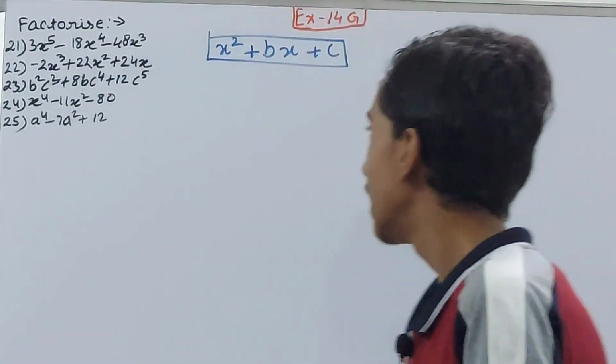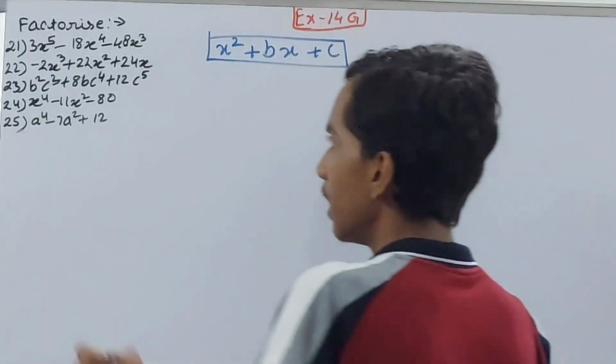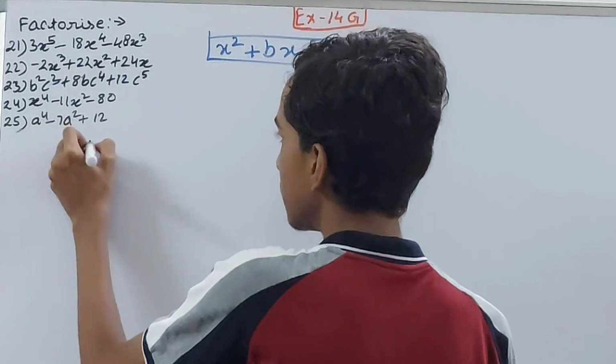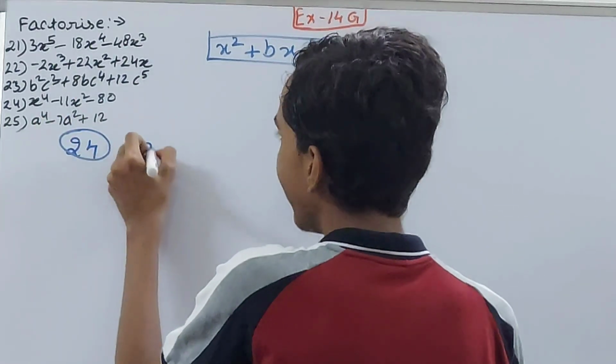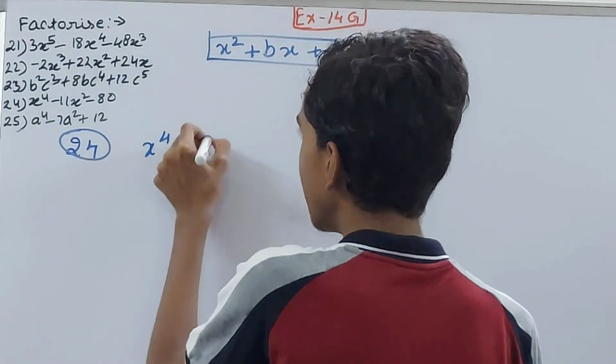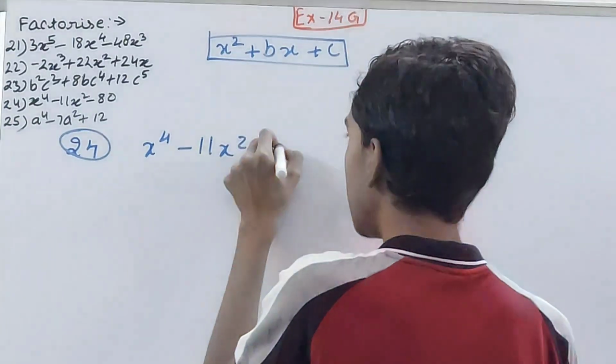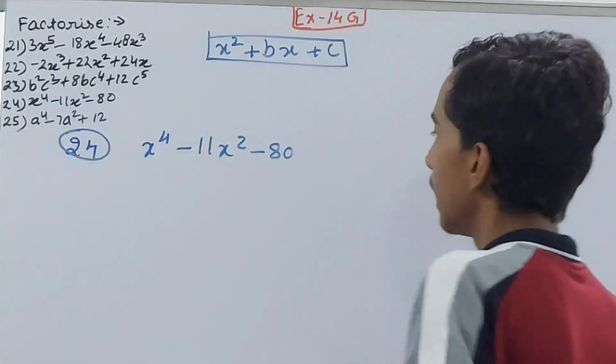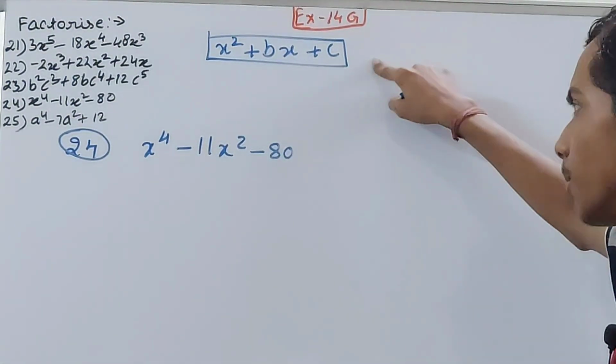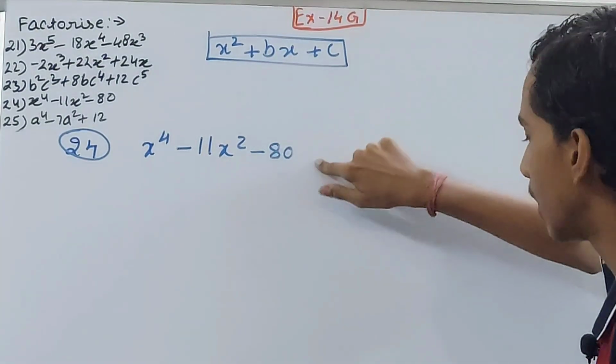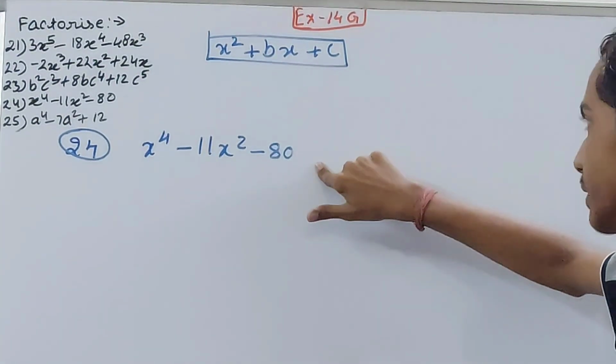Now see here, in the next question, this is the 24th question. What have you got here? Let us see. You have x to power 4 minus 11 x square minus 80. Now again, this is not in this form, so we have to break it down. How we will break it down, that is the question.